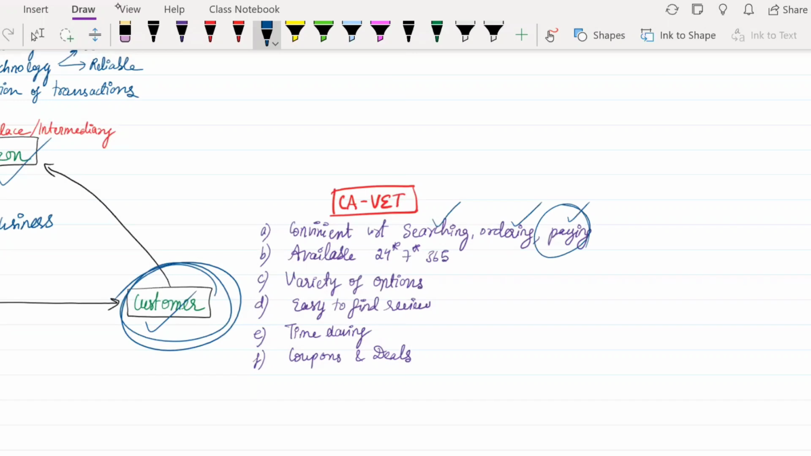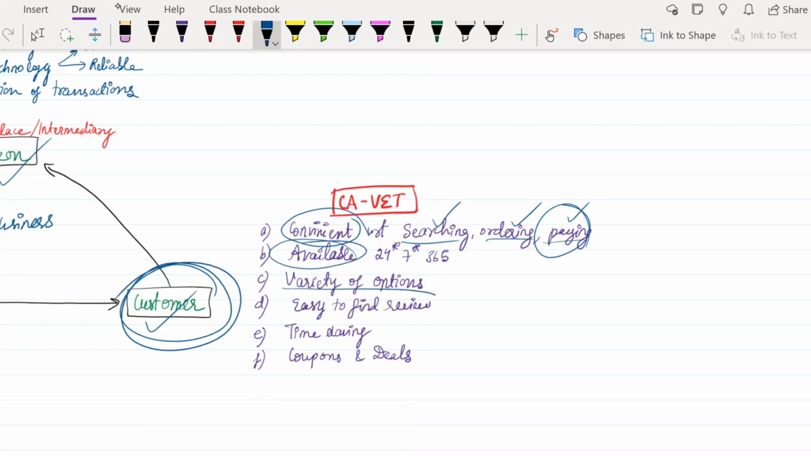Next, in payment terms also, a few shops might accept one mode of payment, another might not accept another mode of payment, or a few may only accept cash. So in terms of searching, ordering or paying, it becomes very convenient when it is e-business. Next, it is available 24/7, 365 days, which you all know.